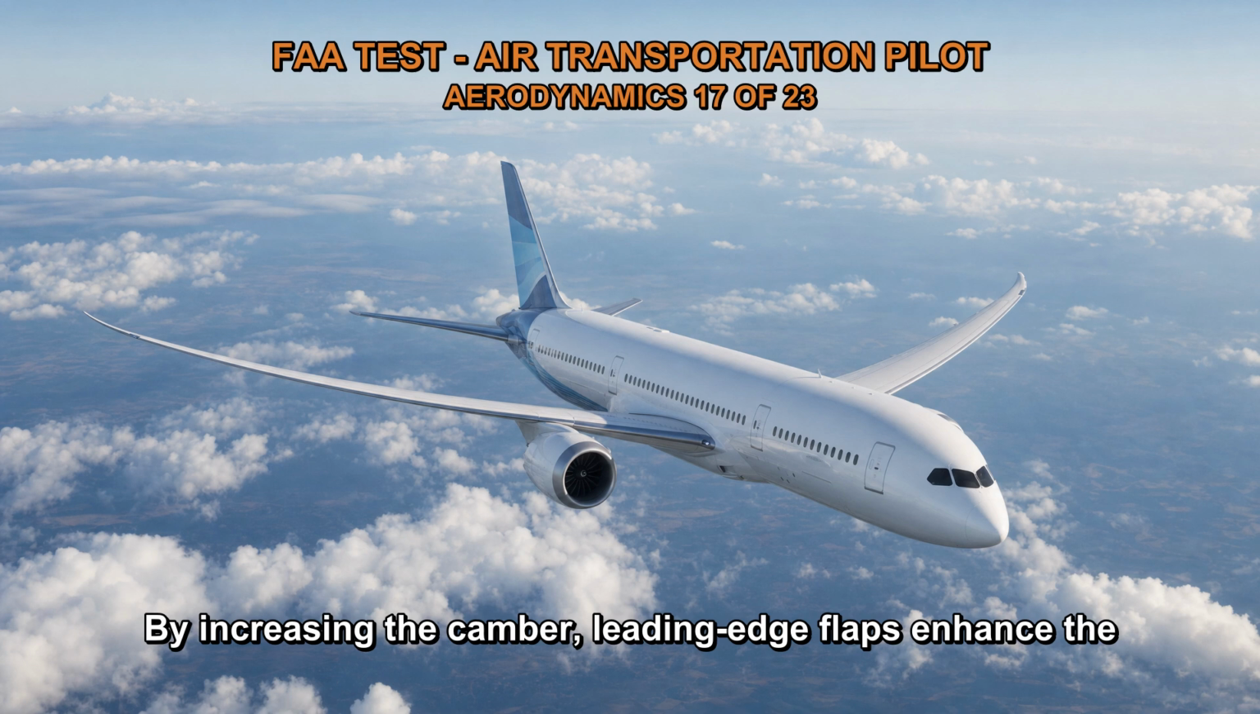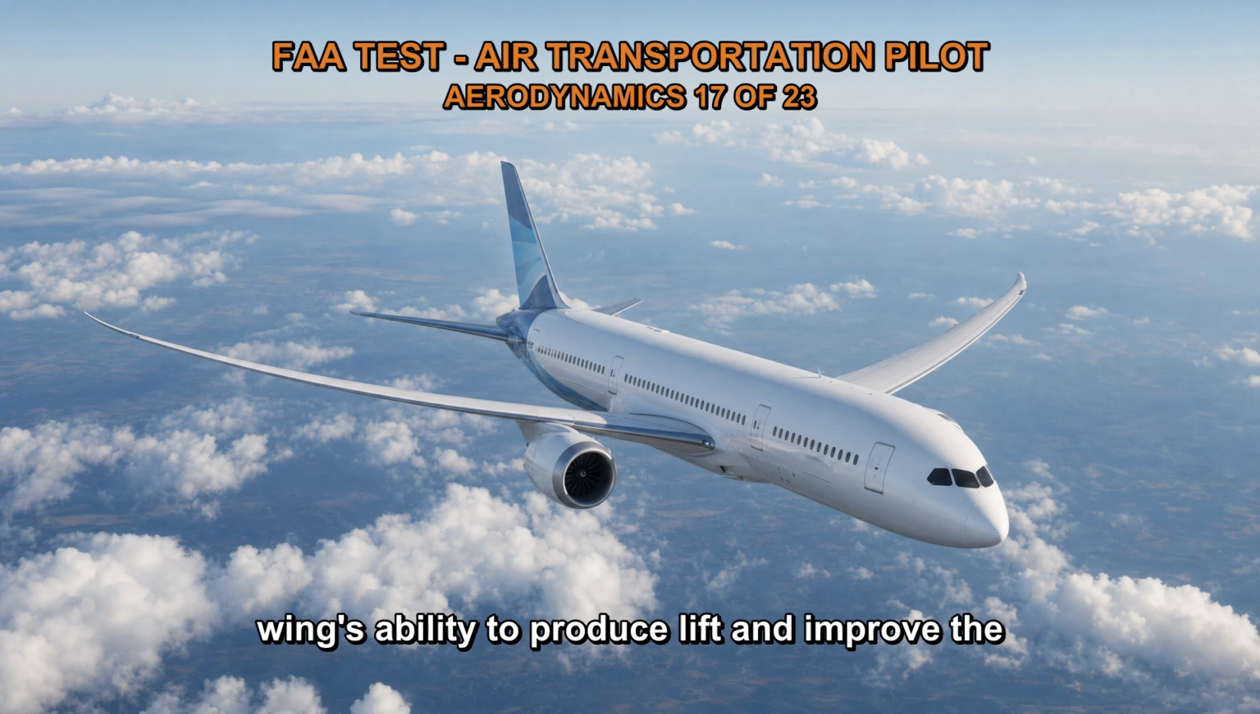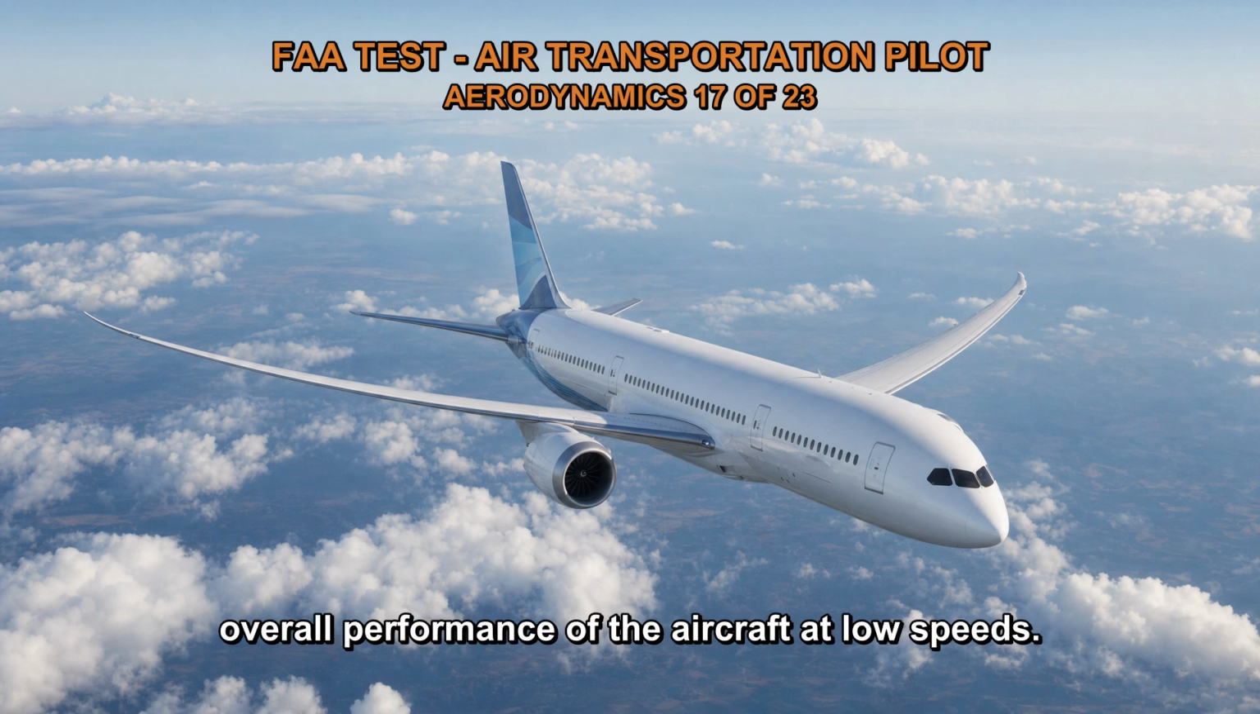By increasing the camber, leading-edge flaps enhance the wing's ability to produce lift and improve the overall performance of the aircraft at low speeds.